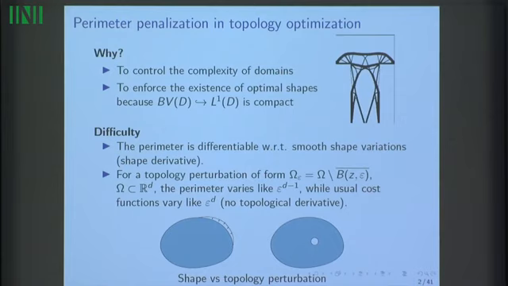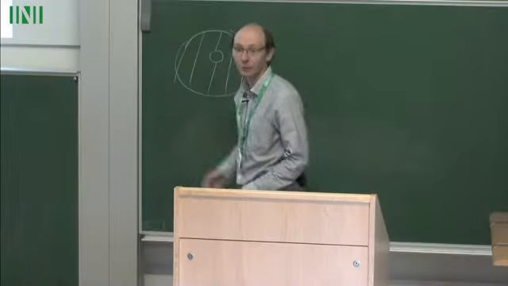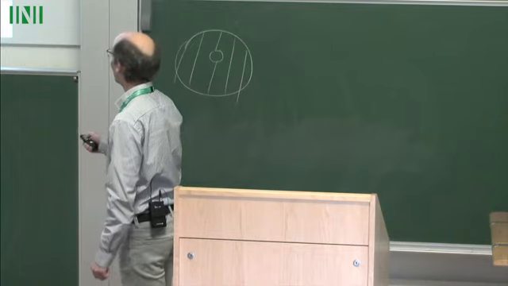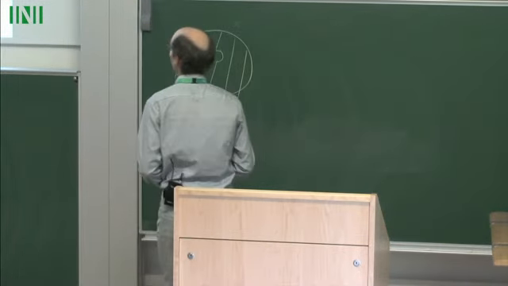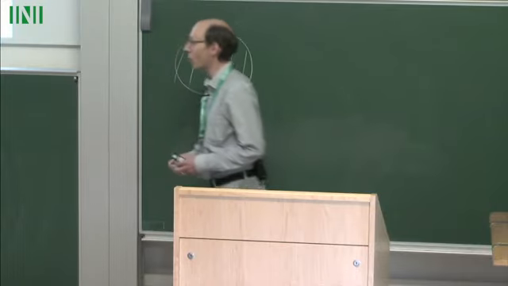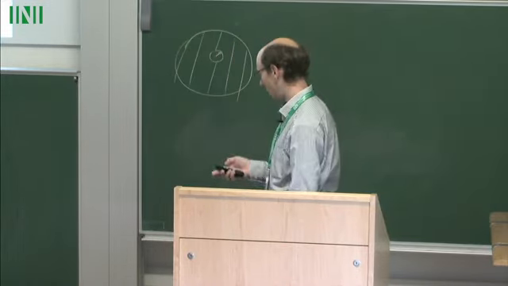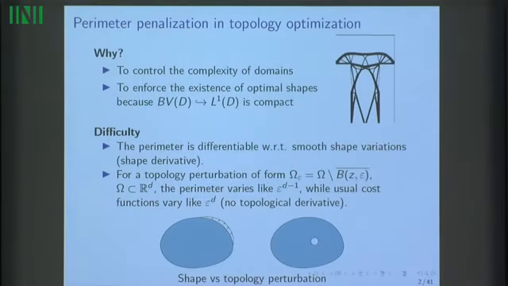But if you want to do topology optimization, for instance to make a hole inside a domain, the problem is that the perimeter of your domain will increase by the perimeter of the hole, which is of the order of epsilon to the power d minus 1, where epsilon is the radius of the hole. Whereas classical objective functionals like the compliance vary like the volume, so epsilon to the power d.